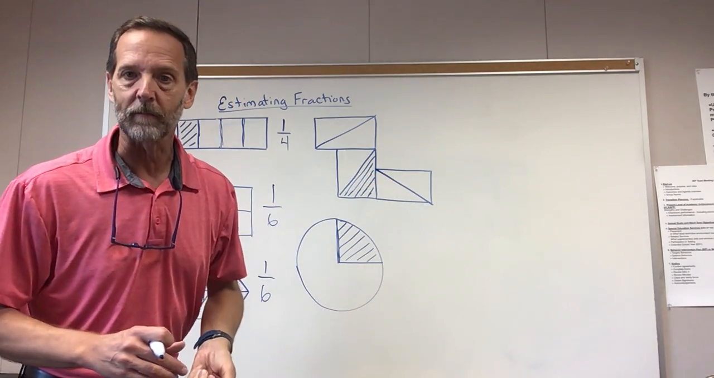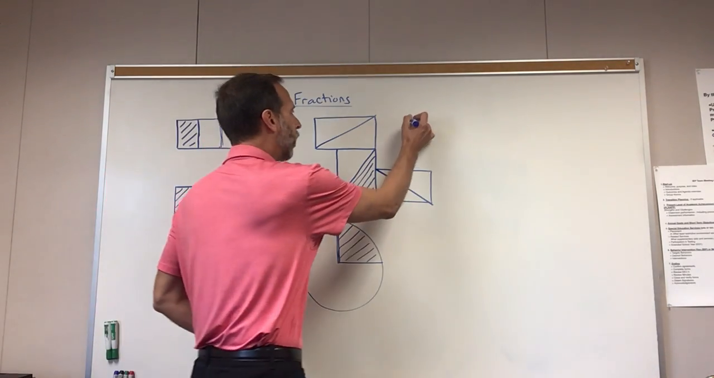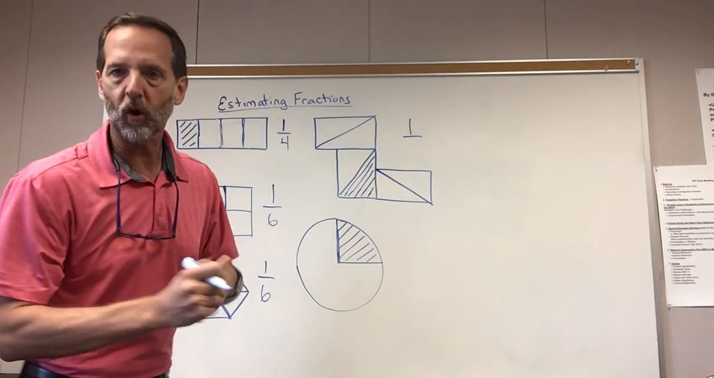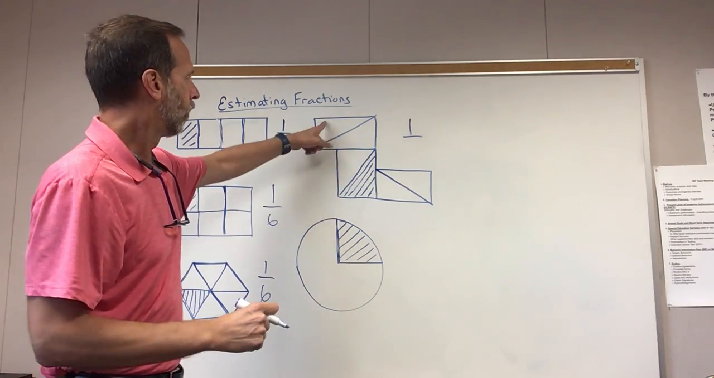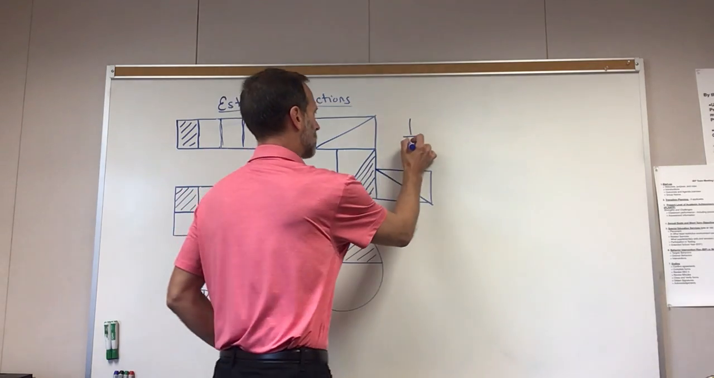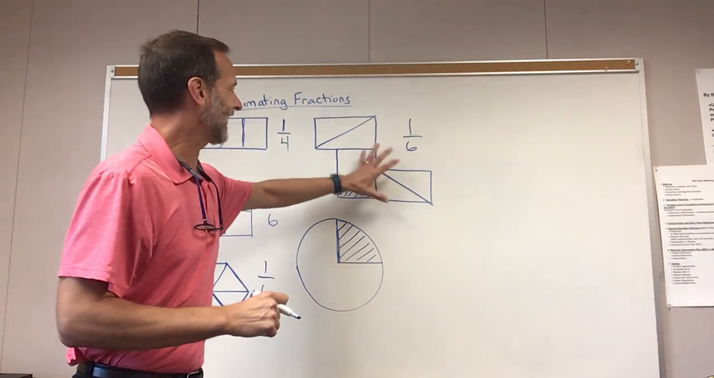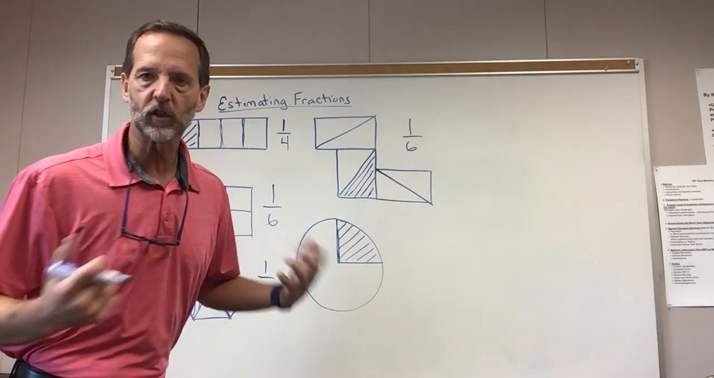Okay, they look the same, all right? How many colored in pieces do I have, or shaded pieces? I have 1. And how many of those triangular pieces are there? 1, 2, 3, 4, 5, 6. There are 6 of them. So I have 1/6 of that figure that would be shaded.